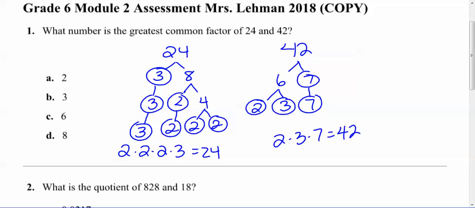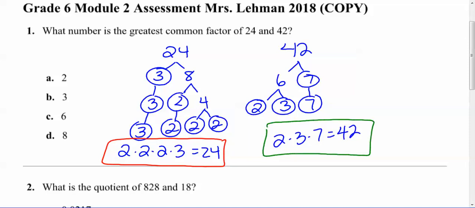So now the next jump on this is to find the pairs. So you're going to look in this section I'm circling in red and see what matches this section that I'm circling. I'm putting a rectangle around.